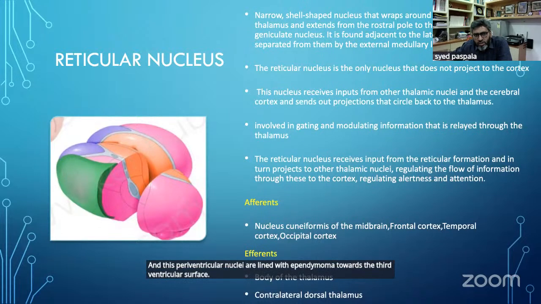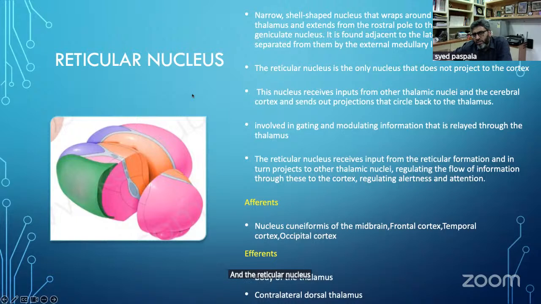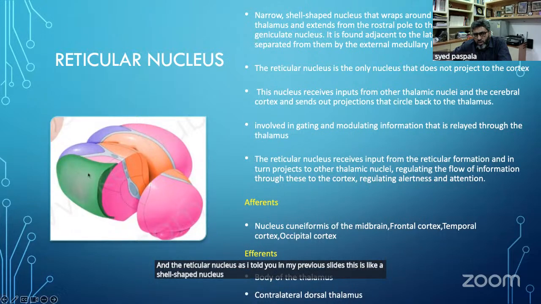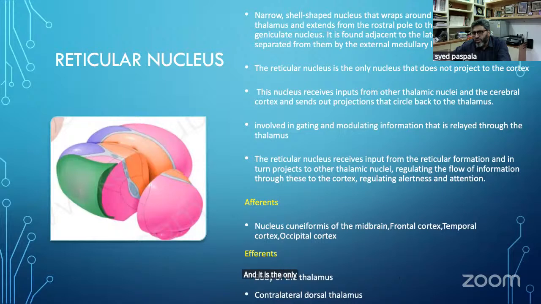And the reticular nucleus, as I told you in my previous slides, is like a shell-shaped nucleus, which is overlying the external medullary lamina on the lateral surface of the thalamus, extending from the anterior pole of the thalamus almost to the pulvinar area, and even the geniculate nuclei here. And it is the only nucleus that does not project onto the cortex.